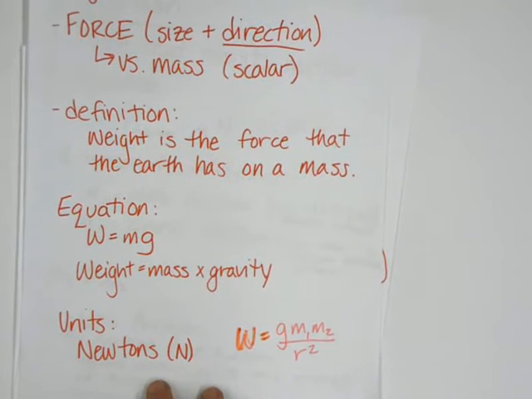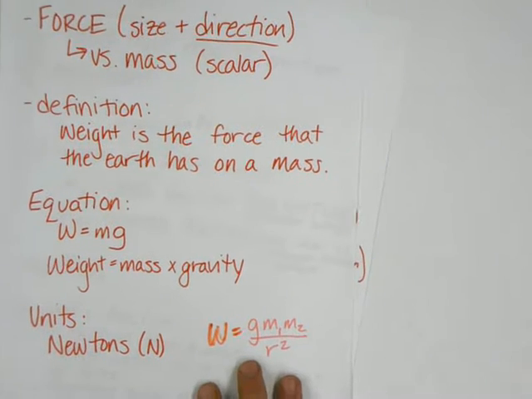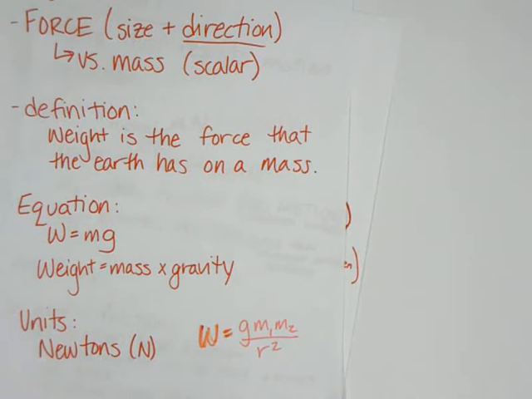And the other equation that we need to remember is weight is equal to G, mass 1 times mass 2 over r squared. And this explains the relationship between weights in atmospheres other than Earth, and can help us explain weight between two objects of different masses.